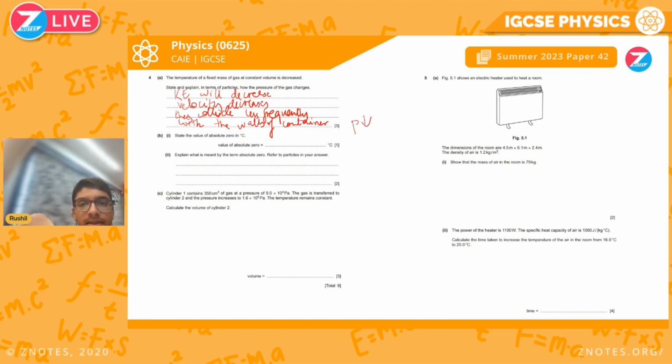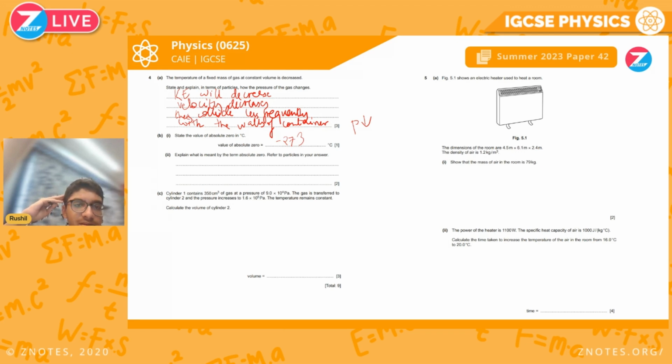Next question asks us to state the absolute value of 0 in degrees Celsius. So we know that absolute 0 refers to 0 Kelvin. To convert from Kelvin to Celsius, we have to subtract 273. Hence, absolute 0 is just minus 273 degrees Celsius. Explain what is meant by the term absolute 0. Refer to the particles in your answer.